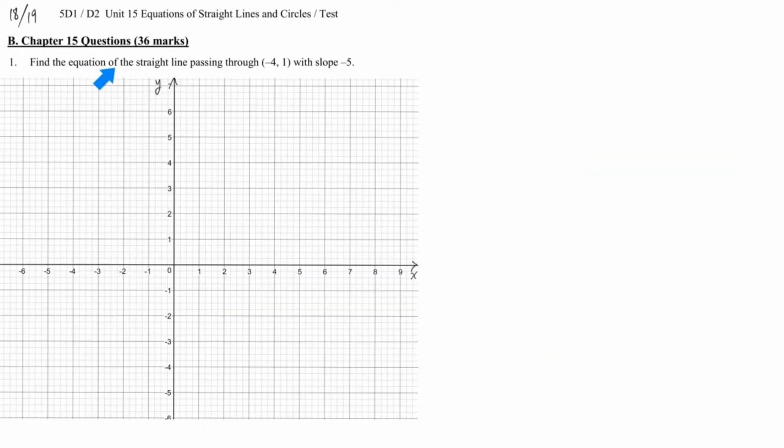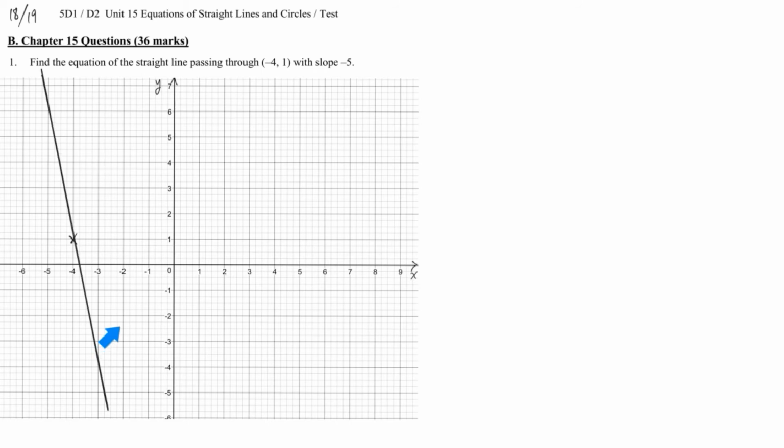We are going to find the equation of the straight line passing through this point and with slope negative 5. That means if we roughly draw it, then we have our point negative 4 and 1. So we are talking about this point. The slope is negative 5, which means that the line is going down. So it may be approximately like this.